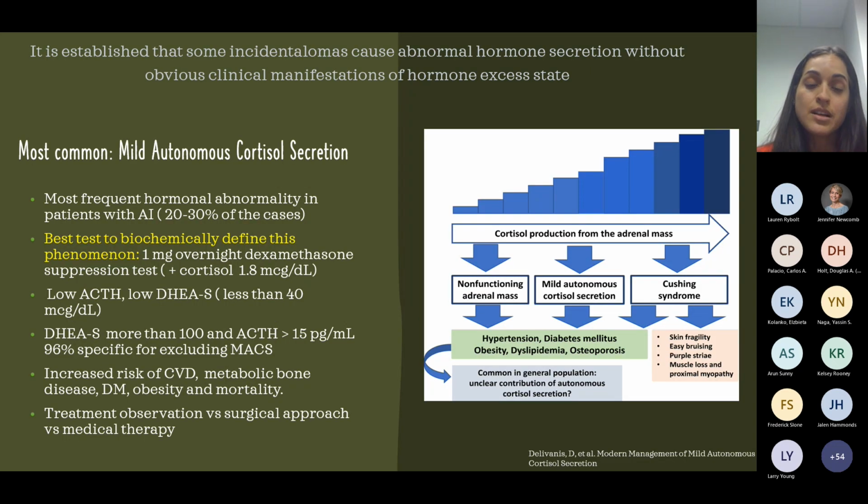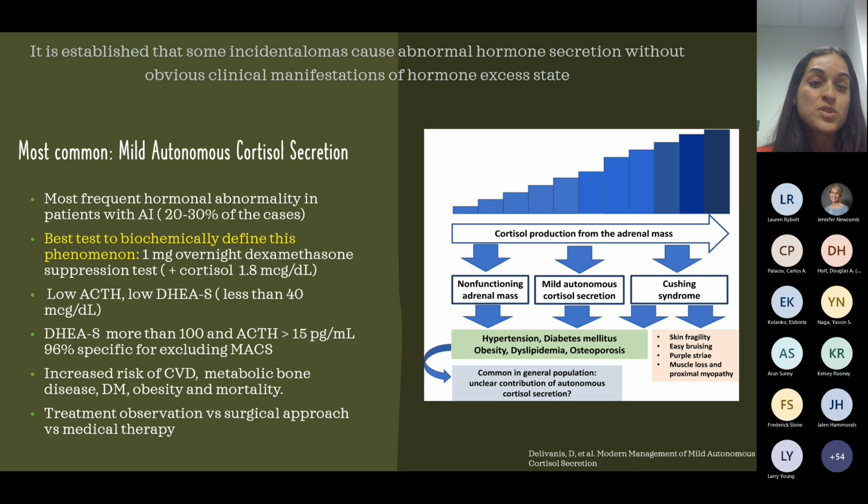Some of the adrenal incidentalomas can cause abnormal hormone secretion without obvious clinical manifestation. And the most common presentation for this situation is going to be the mild autonomous cortical secretion. Before, this was named subclinical Cushing. This is the most frequent hormonal abnormality in patients with adrenal incidentaloma, and it's going to represent around 20 to 30% of the cases. As we mentioned before, the best biochemical test to define this phenomenon is going to be the 1 milligram dexamethasone test.